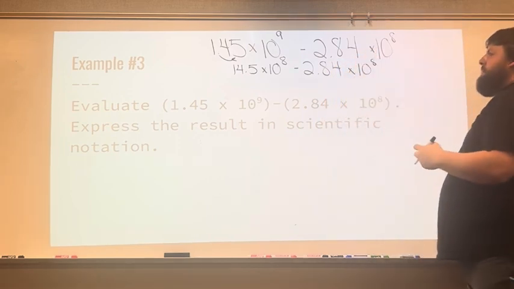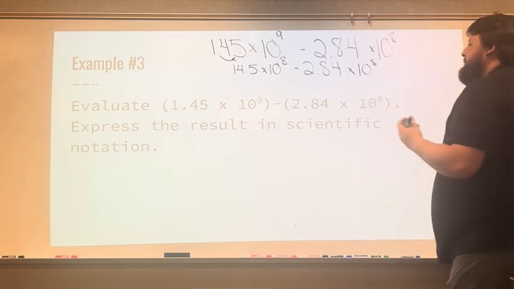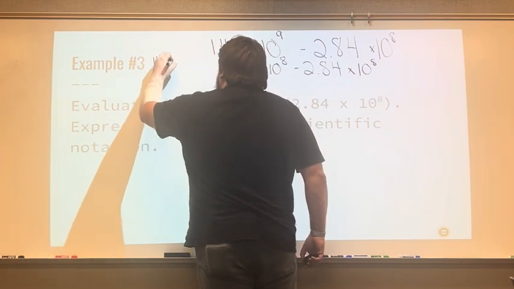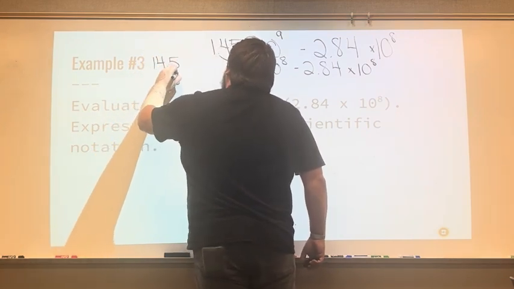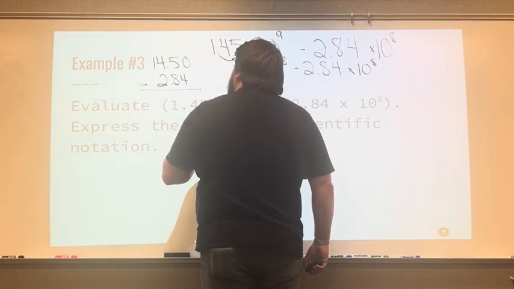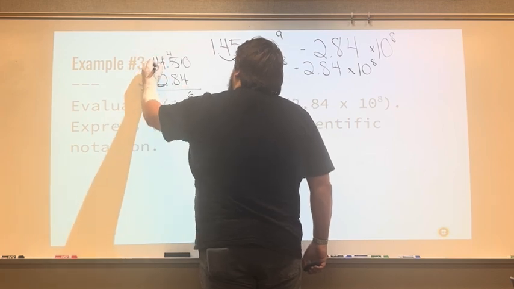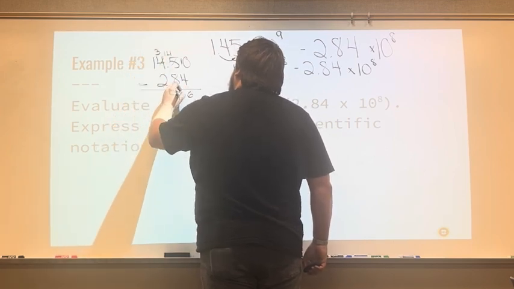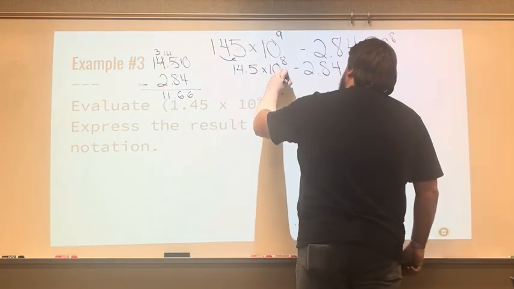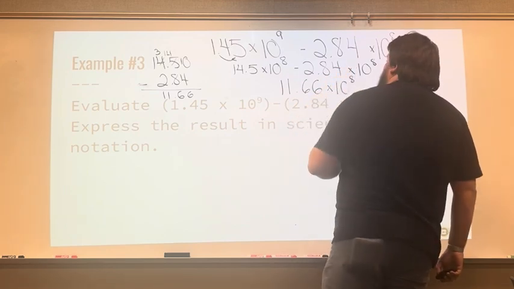Because what that's going to allow me to do is now I can subtract. 14.5 minus 2.84 is something we could easily do here. Borrow from here, that becomes 10, 6, borrow from here, that becomes 14, 6, 11.66 times 10 to the 8th.